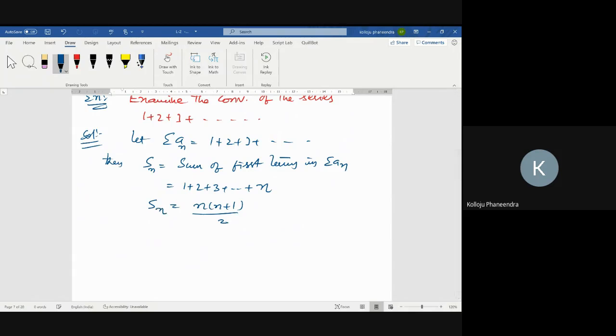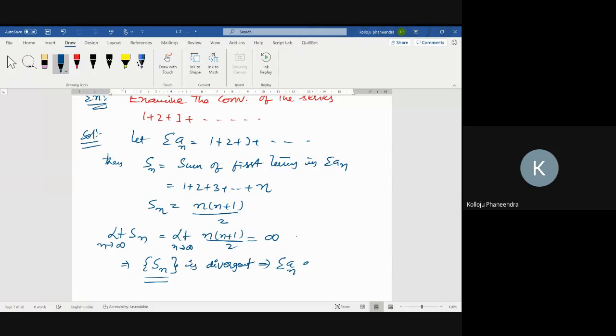This is my Sn. Now, if I apply limit for this Sn, limit of n into n plus 1 by 2 is definitely plus infinity, isn't it? Therefore, what is the meaning? You must write like this: sequence of partial sum is divergent. That implies the series sigma an also diverges.